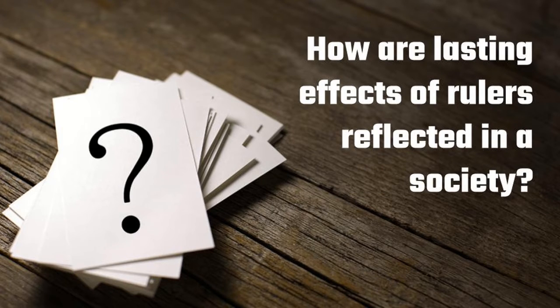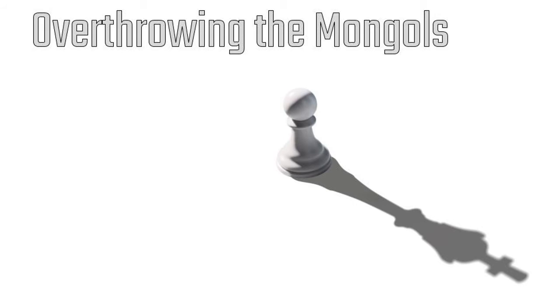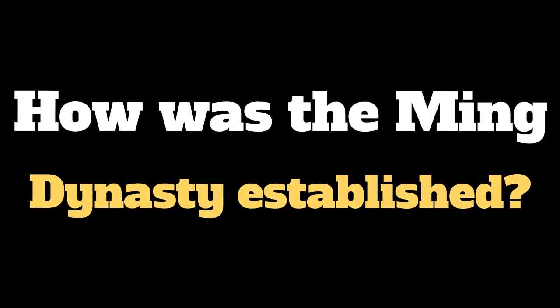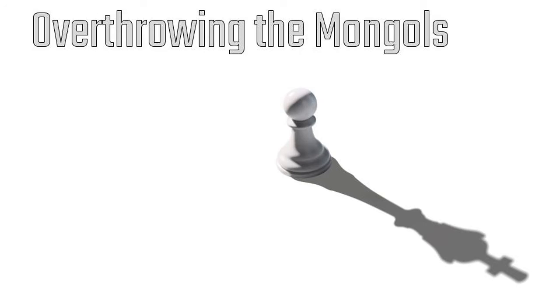All right, we're going to jump right into the first section, called Overthrowing the Mongols. If you have your book open, you'll find this information on pages 239 to 240. Be thinking of this question as you listen along: how was the Ming dynasty established? Kublai Khan died in 1294. Afterwards, Mongol rule slowly weakened.